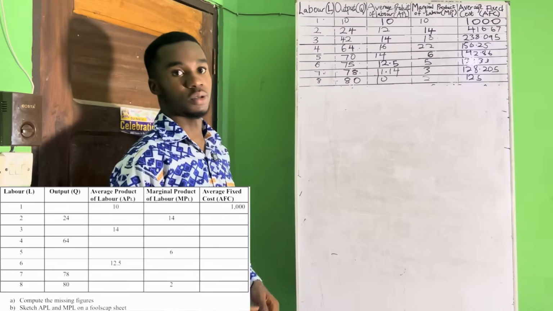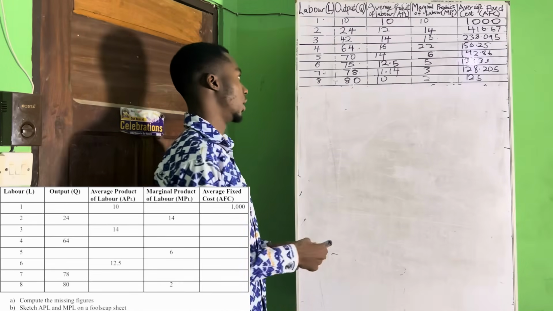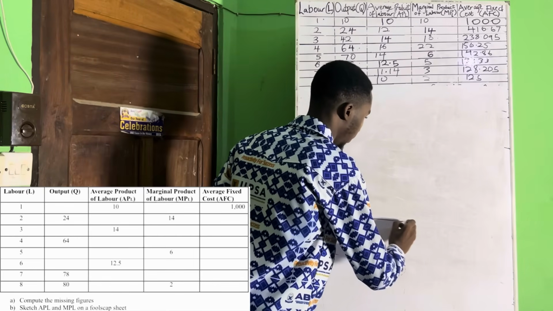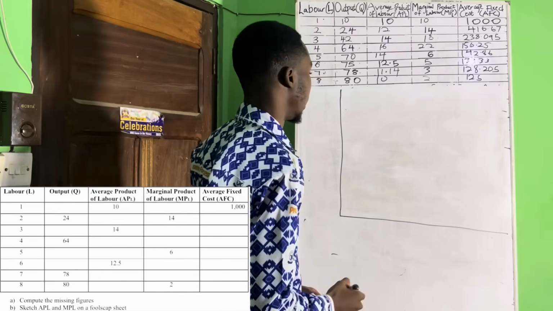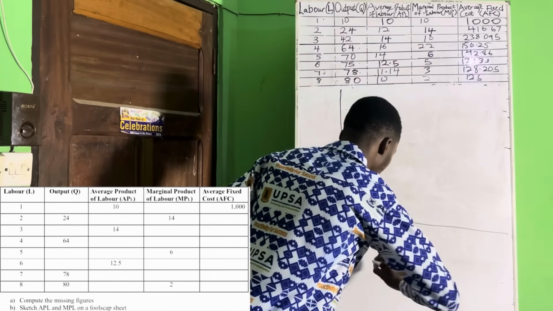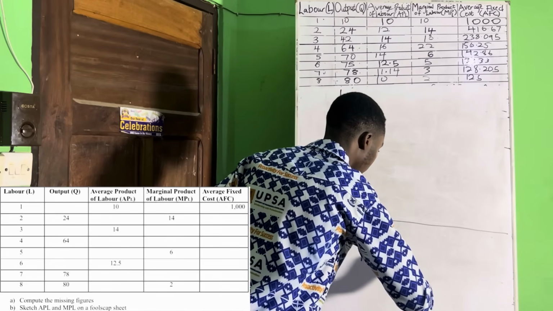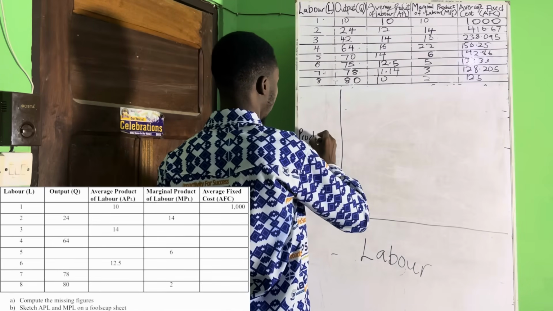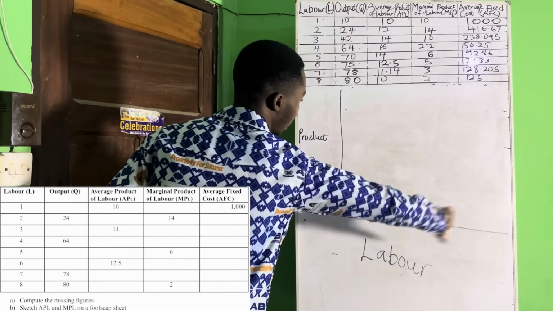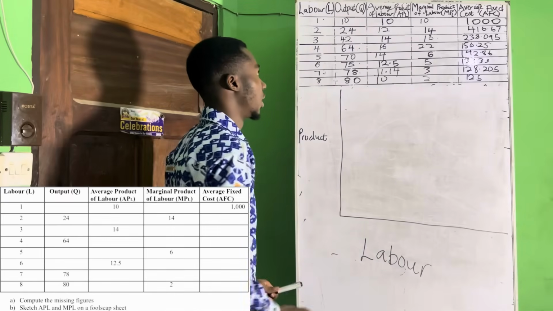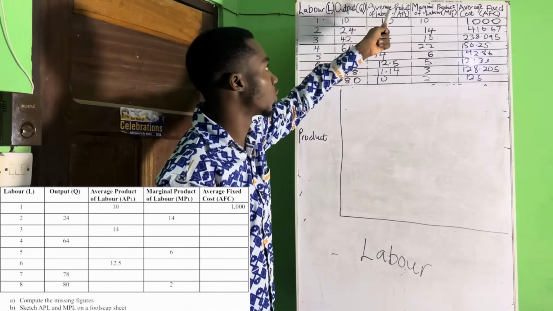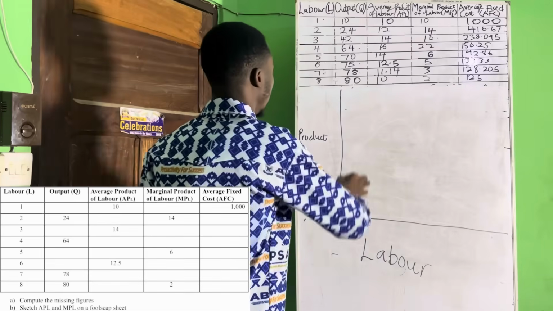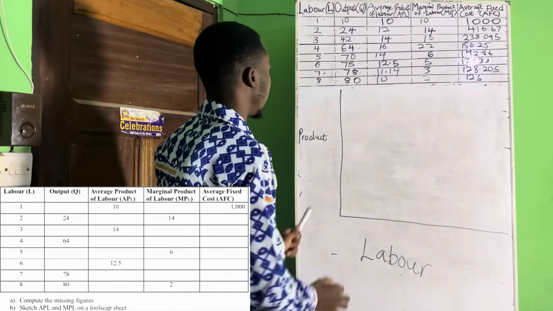Now, anytime they ask you to draw something like this, APL and MPL, you draw the y-axis first. Then you draw the x-axis. And this part is always your labor. So don't forget, this part is always your labor. Then here is your product. You draw the x-axis for the labor because it's talking about average product of labor. Down is always the x-axis, don't forget. Then draw one line for the product, which is the y-axis.